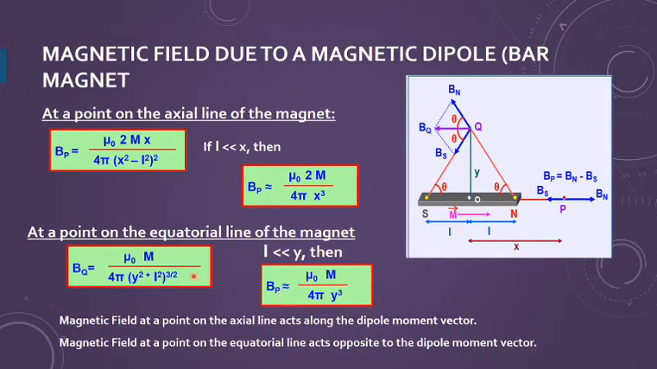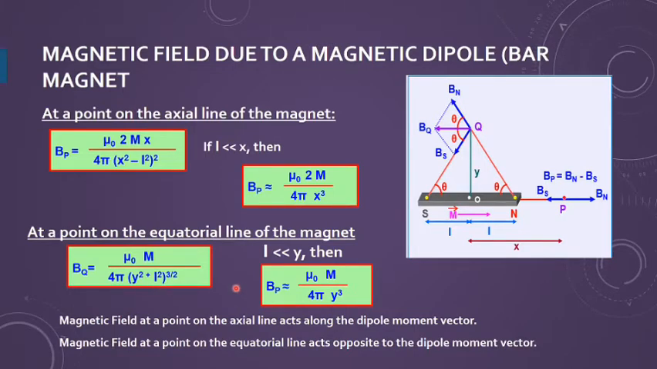And on the equatorial line, when we take the point, the result is mu naught m upon 4 pi y cube. Or simply you can write r cube, that is also correct. Whatever name you give this distance, if you take the distance as r, you can write r cube here. Here I have given it as y, so I am writing y cube. This is for the short bar magnet, which means l should be much less than y. Otherwise, if you go with the derivation, simple mathematics, you will get this result: mu naught m divided by 4 pi into (y square plus l square) to the power 3 by 2.